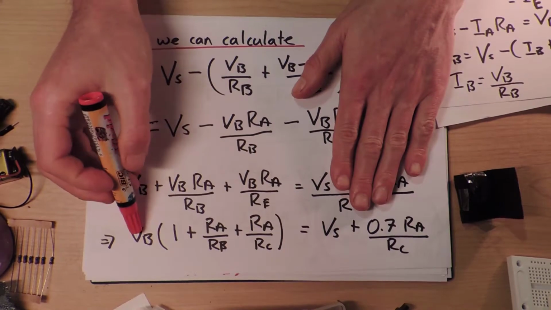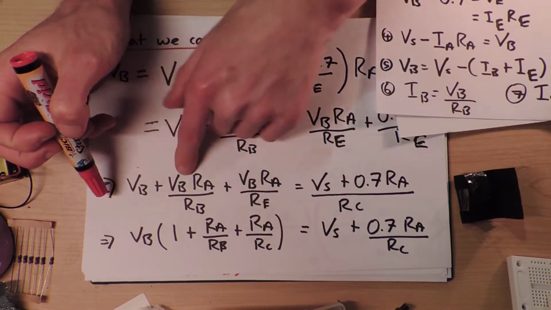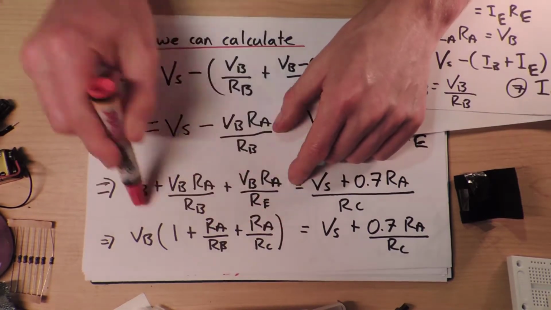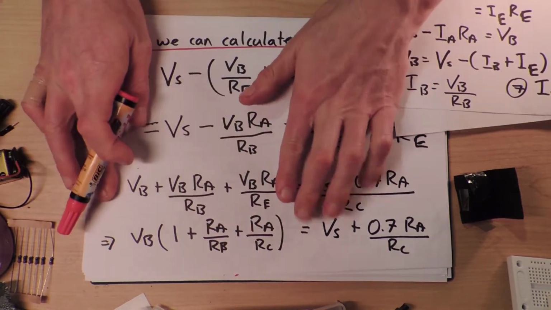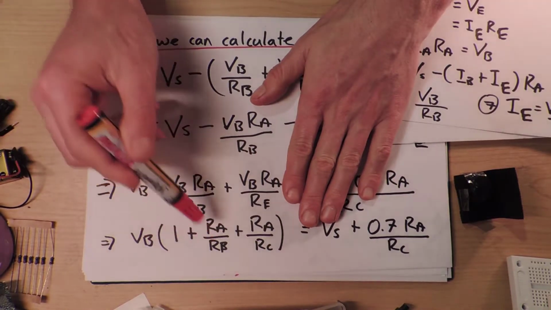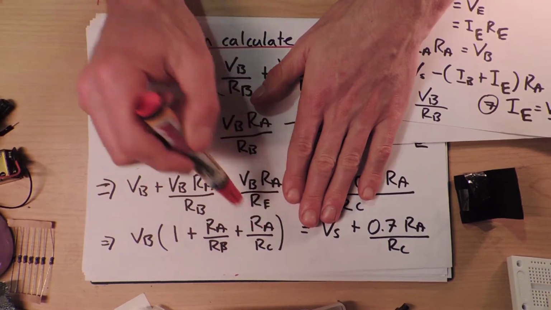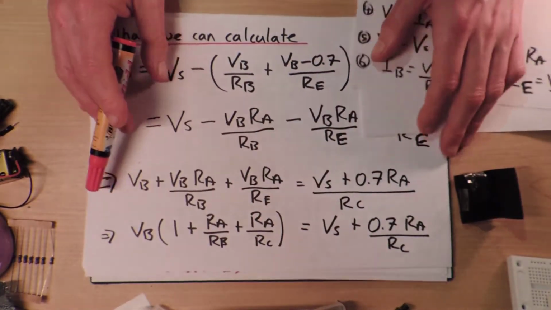Then I factored out VB. I've taken the VB out and put it over. I've factored it out of the thing. So this thing here equals that. VB times that is VB. VB times that is VB RA by RB, and so on and so on. And VB times that and that and that.